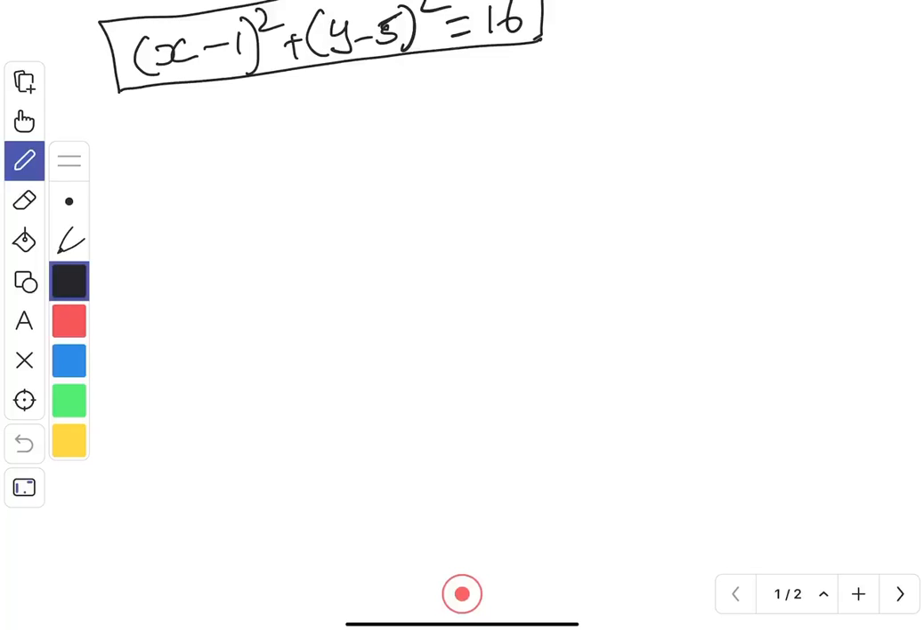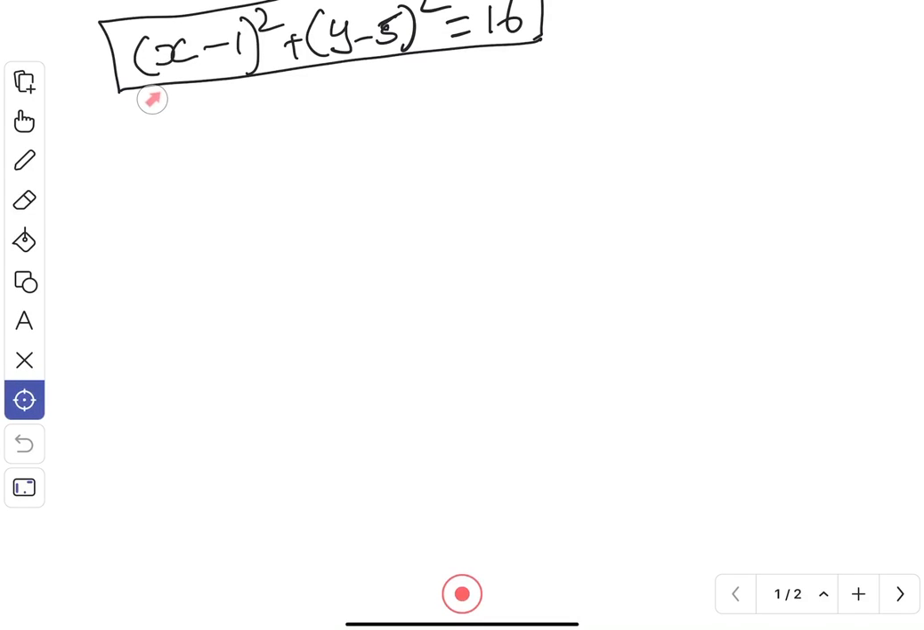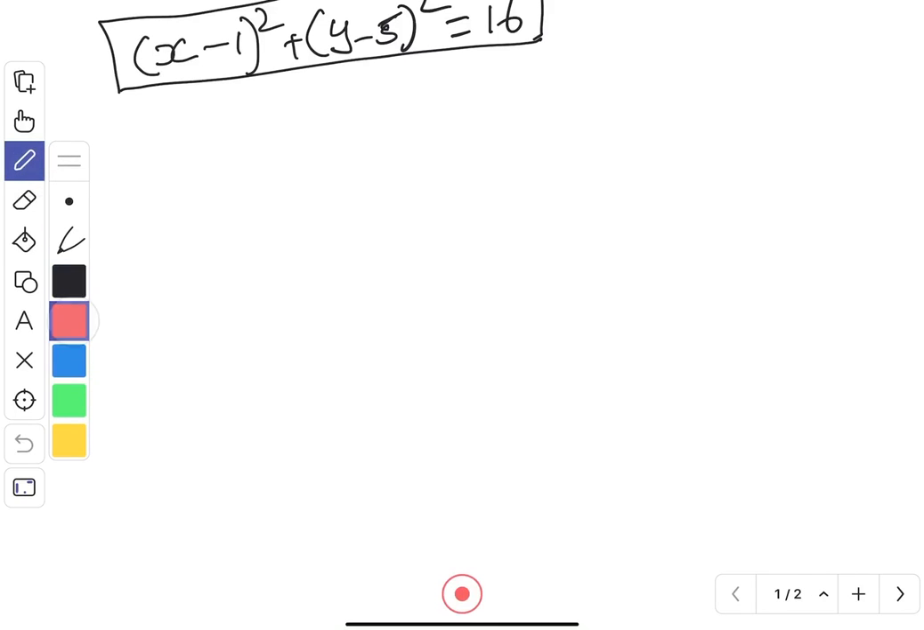I'm going to try to explain how to find the radius and center of a circle using the completing the square method. We have this equation here: x minus 1 the whole squared plus y minus 5 the whole squared is equal to 16. Now I can simplify it. How can I simplify it? We use the FOIL method and expand this.